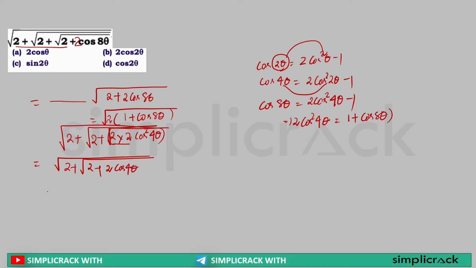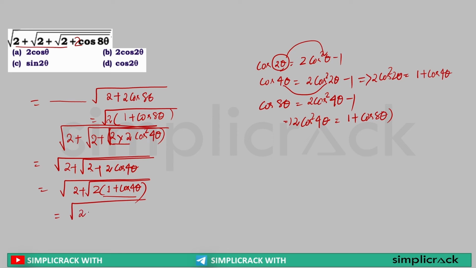Yes or no? Yes. Now, square root of 2 plus square root of 2 is common in both cases. What is remaining? 1 plus cos 4 theta. Yes or no? Yes. Sir, here I know cos 4 theta is equal to 2 cos square 2 theta minus 1. So I can write 2 cos square 2 theta is equal to 1 plus cos 4 theta. Yes or no? Yes. So in this case, I can write what? Sir, this will be root 2 plus 2 into 2 cos square 2 theta.